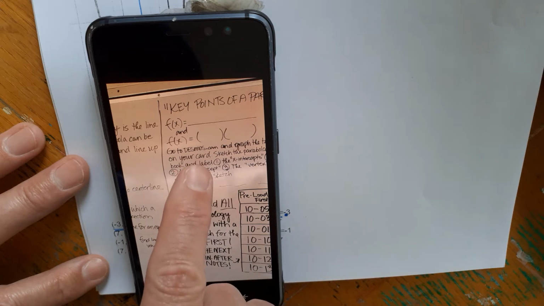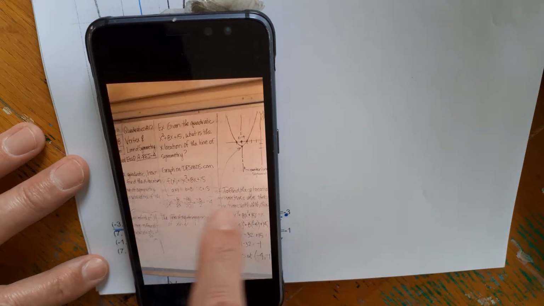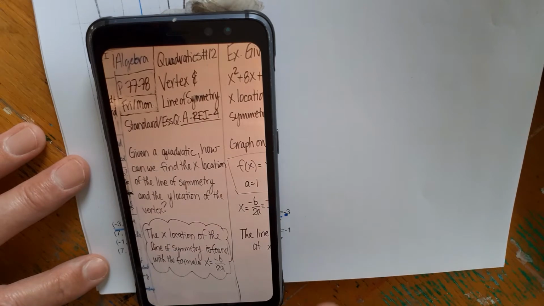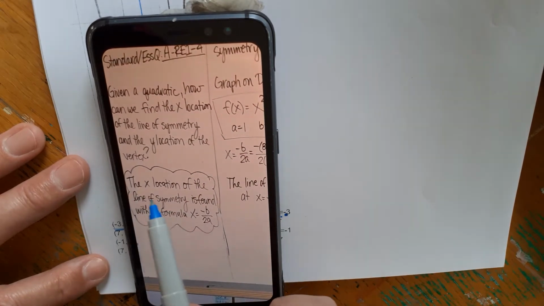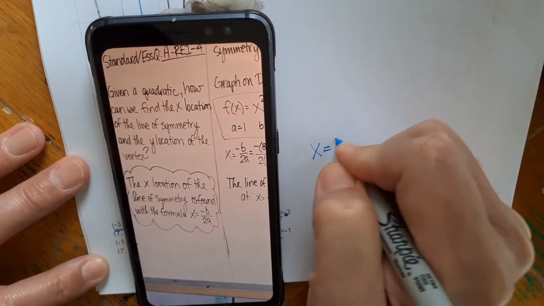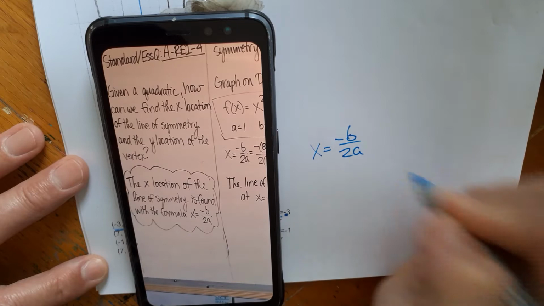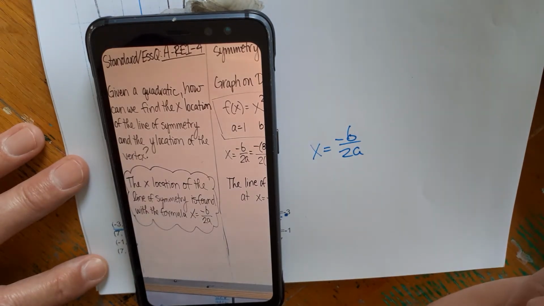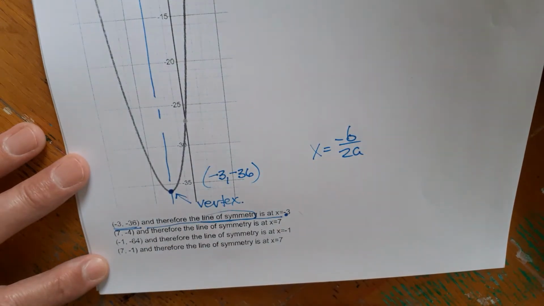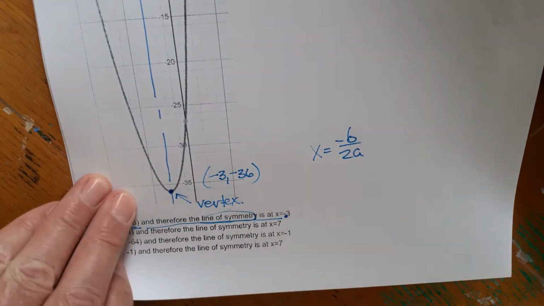We can also use desmos.com, it's telling us right here, so we can graph these. We can use any number of things. And here's the x location of the line of symmetry. Formula: x equals minus b over 2a. We can also use that to find out what we're dealing with here, right? And that's if given an equation. Let's see if we're going to be given that throughout this assignment.